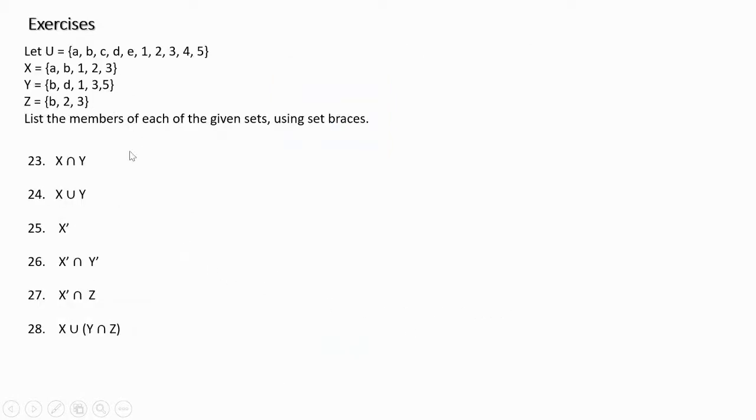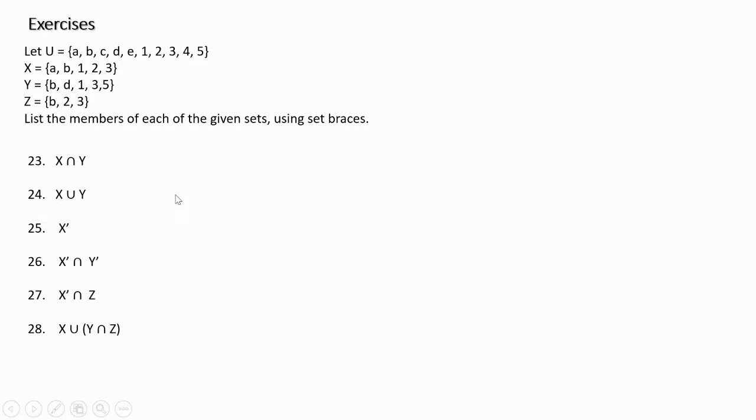Okay, now these exercises, guys, are also similar to the homework. They're going to give you U equal to A, B, C, D, E, 1, 2, 3, 4, 5. Set X equals A, B, 1, 2, 3. Set Y equals B, D, 1, 3, 5. And set Z equals B, 2, 3. List the members of each of the given sets using set braces. In other words, they want you to put it in brackets, okay?